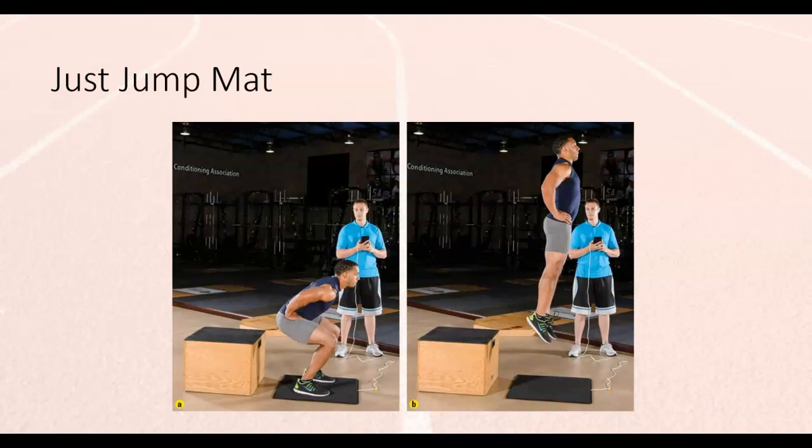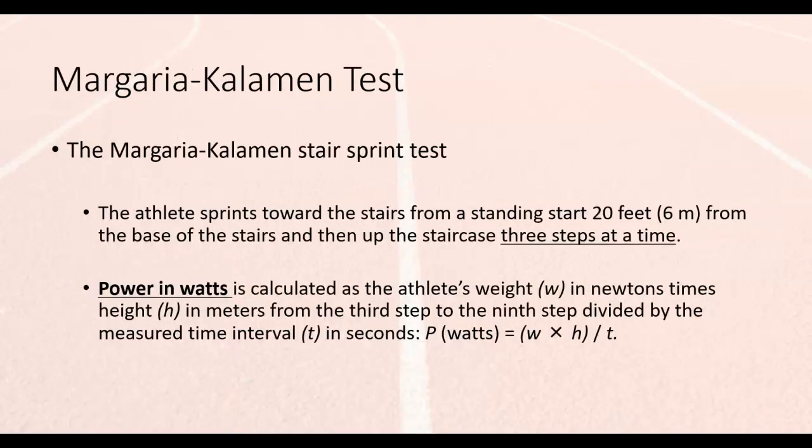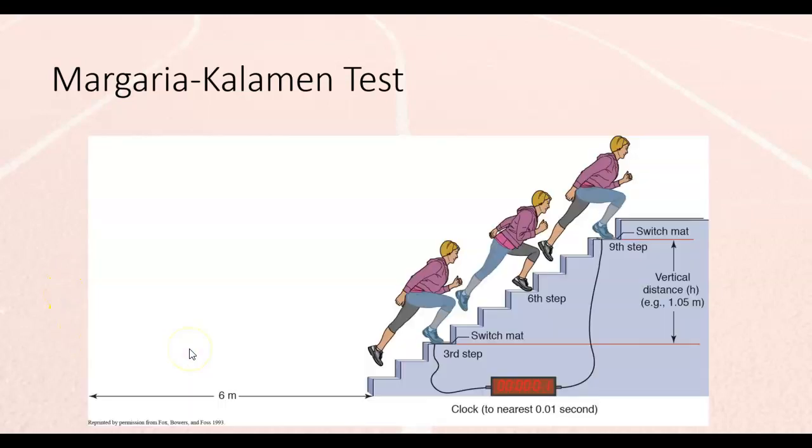We know that we have the Just Jump mat in our lab. And what the Just Jump mat, what vertical jump tells you. The Margaria-Kalamen test, what we're going to do, this is a stair sprint test, okay? So what you can assume is that it's talking about power here. So it's a power test, okay?